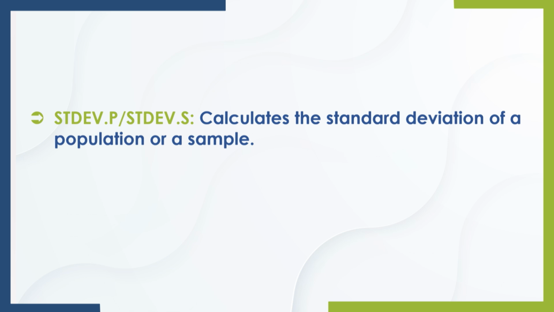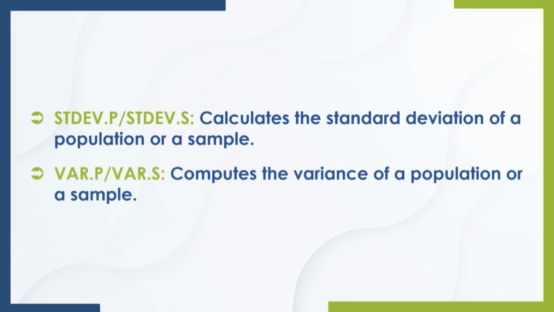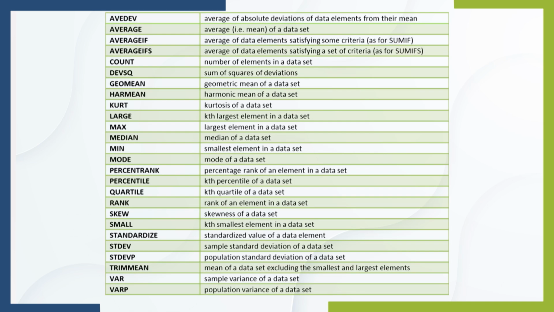STDEV.P and STDEV.S, which calculate the standard deviation of a population, and another one is the standard deviation of a sample. VAR.P and VAR.S, which compute the variance of the population, and another one is the variance of the sample. Here we may see some of the important statistical built-in functions like average, count, median, mode, etc.